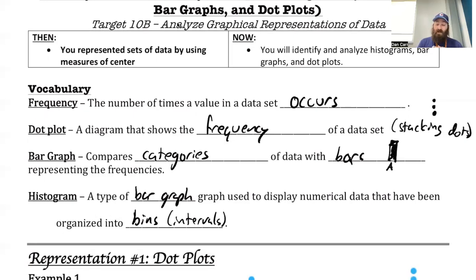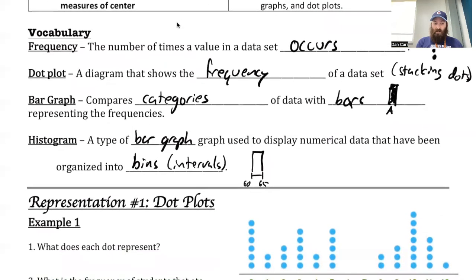But in the histogram, we're showing numerical data. So the idea would be that I would have a bar here, and this might represent a range of values. So it could be like 60 to 65. Okay, that's just one example there. So this includes 62, 63. That would show up in this type of bar graph. So we'll go into each of these 3 types a little bit more in depth.